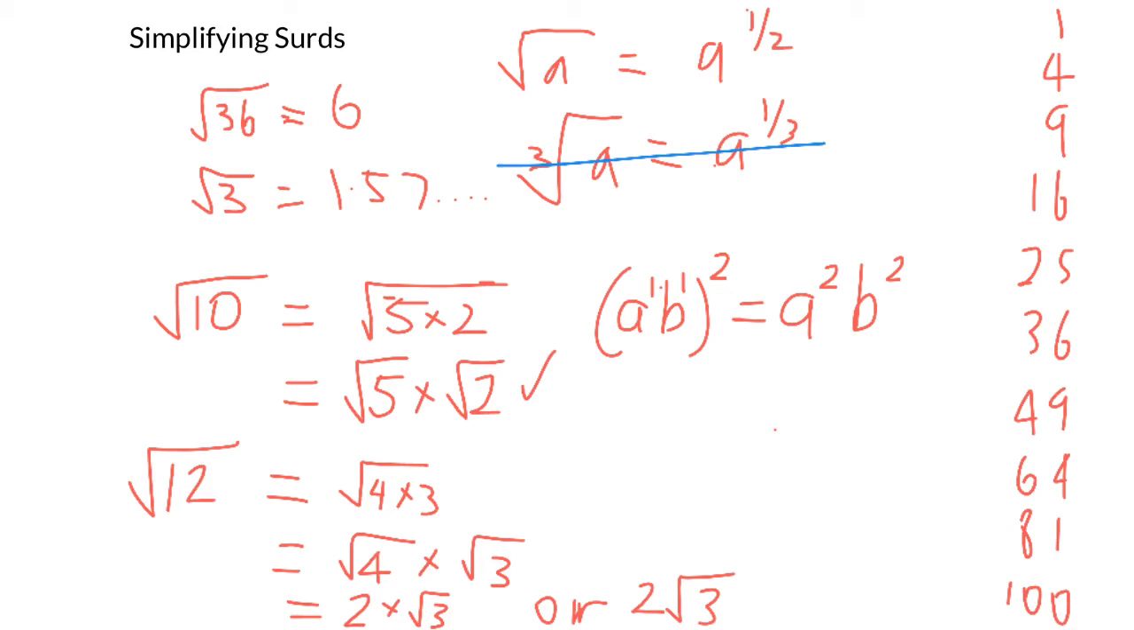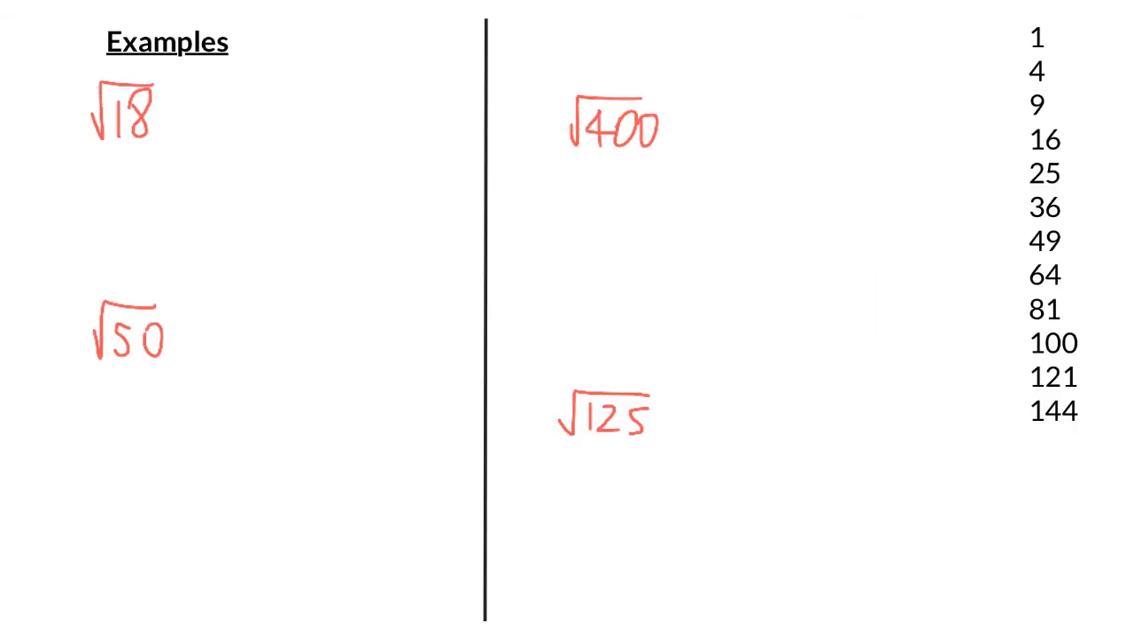Let's do some more examples. We've got 4 examples here. Let's have a look at simplifying these. And again, we are looking for factors of our surd that are square numbers and prime numbers. We're looking for big square numbers and small prime numbers. Let's have a look at this. So let's have a look down our list here for the square root of 18.